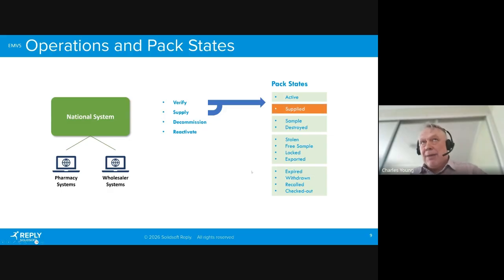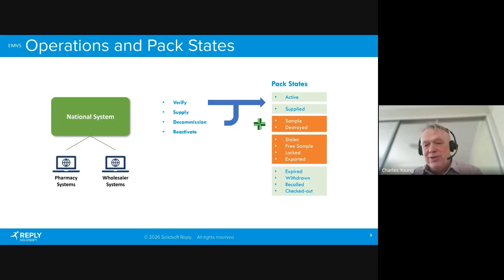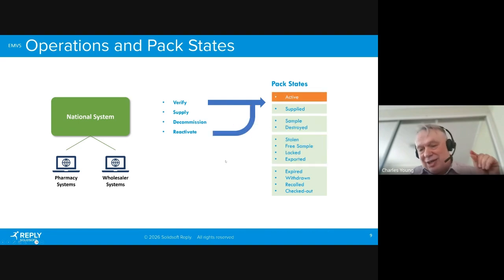They can scan a pack, that is a verification, but it also moves the state recorded in the system to supplied, because it's been supplied to a member of the public. There are other forms of decommissioning, which pharmacists can do to a limited extent, wholesalers to a greater extent. Then there are some other states as well, which arise if the pack expires or if it's recalled or various things like that. And there's also a facility which in certain cases, under very strict rules, a decommissioned pack can be reactivated, because that is something which occasionally needs to happen.